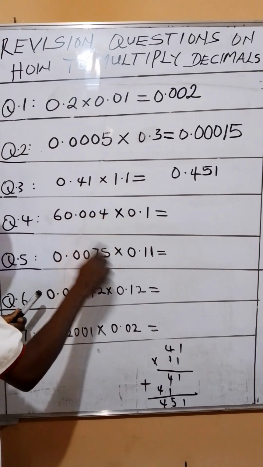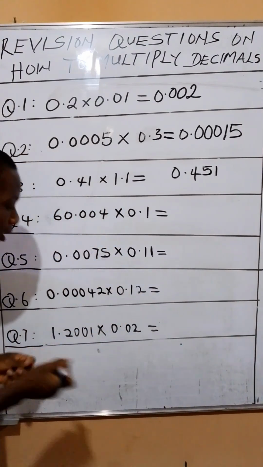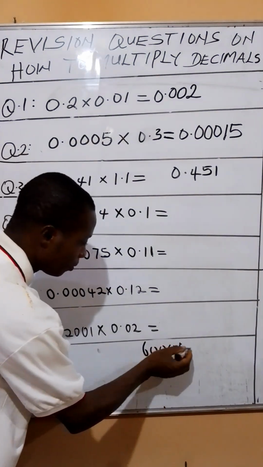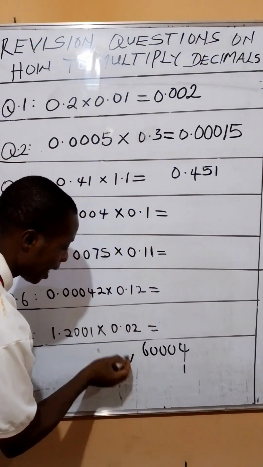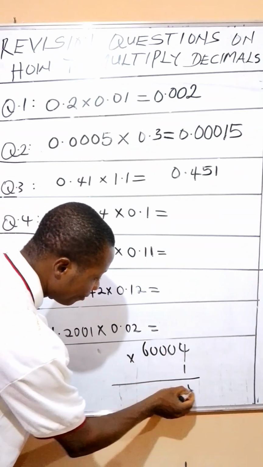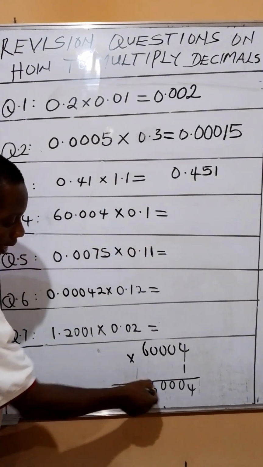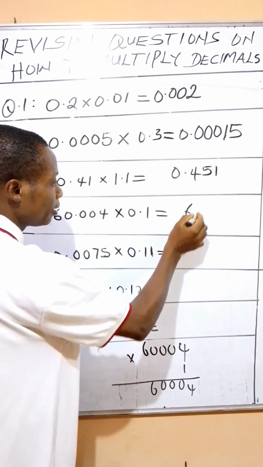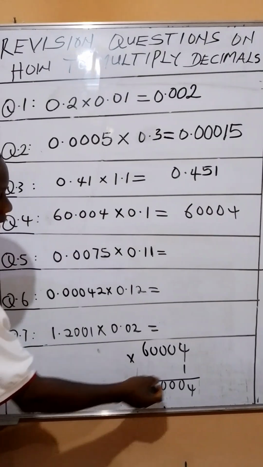Then to the next one, 60004. Treat it as a normal whole number. If you treat it as a normal whole number, you are going to have 60004. Then this is already 1. So put your 1 here and multiply. If you multiply, you are going to have 4, 0, 0, 0, then 6. So write 60004. That's what you have here.